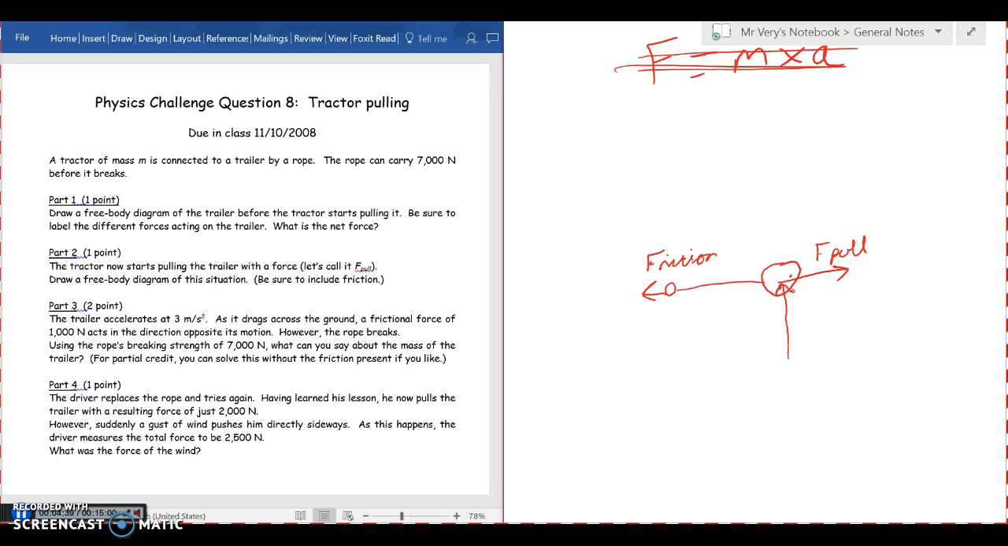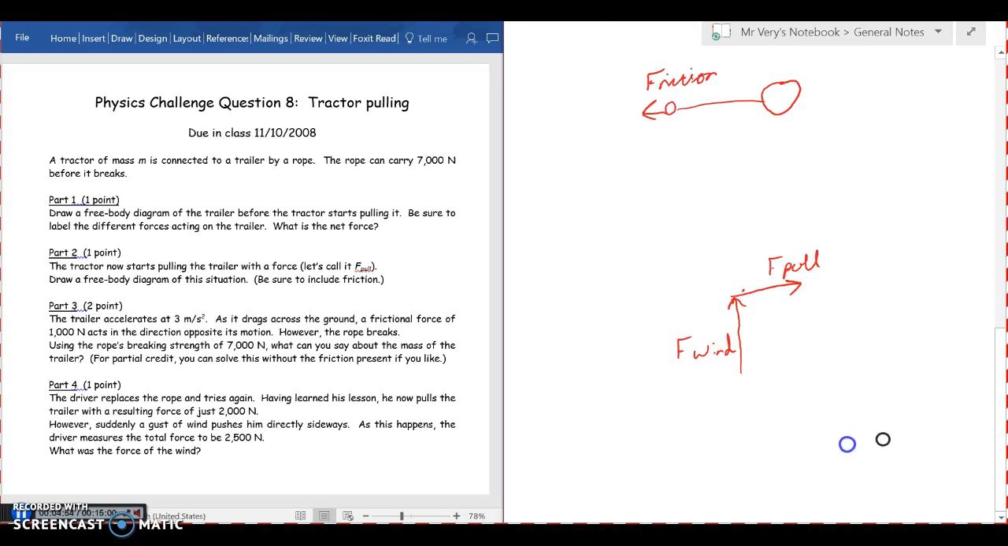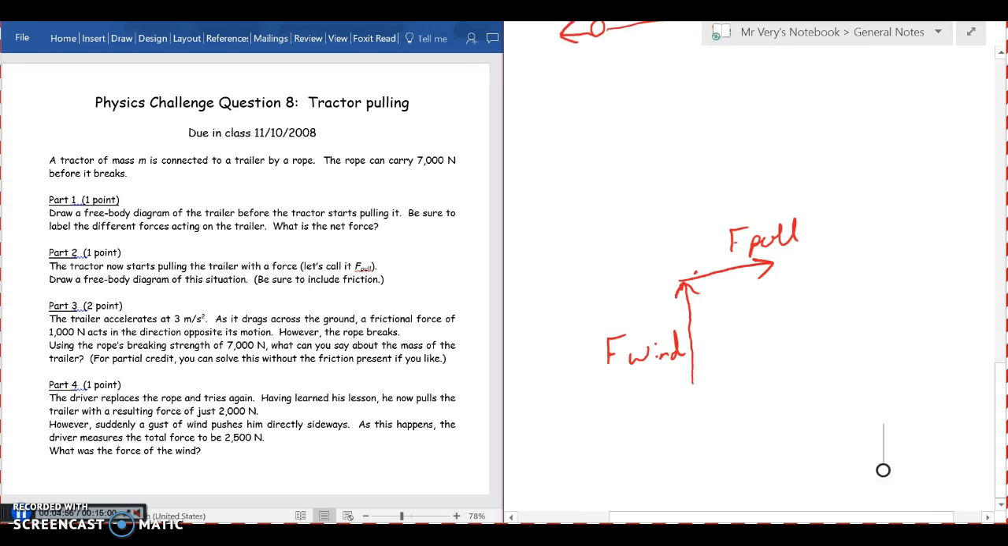Now this is a difficult question. To solve this question, what you really need to do is forget free body force diagrams and just think about the forces which are acting upon our tractor. I'm going to take these forces aside on their own. Here they are. We've got the pull force of the tractor, and we know that the resultant pull force is 2000. And we know that there's a force due to the wind. And we know that the driver is measuring the total force to be 2,500 newtons.